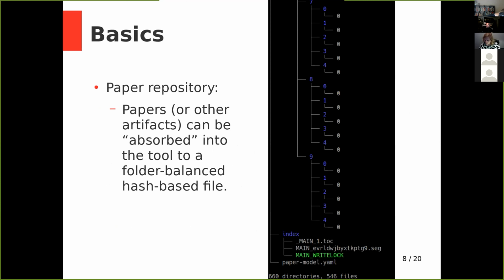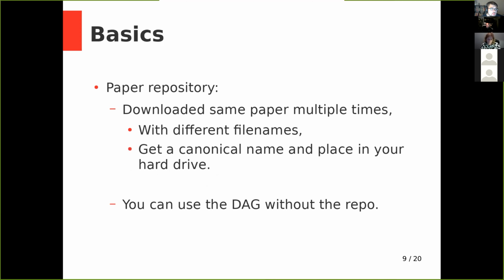Together with the YAML file, if you want, the tool allows you to have a paper repository, a digital asset manager where you store all your PDFs in a directory and use hash-based access to it. How does that help? Well, if you download the same paper 20 times, you only keep one copy. But you don't need to use it if you want to use just the BibTeX plus mind map.